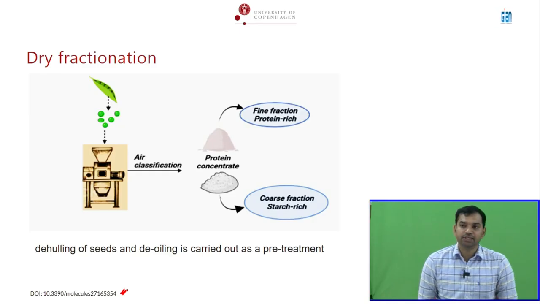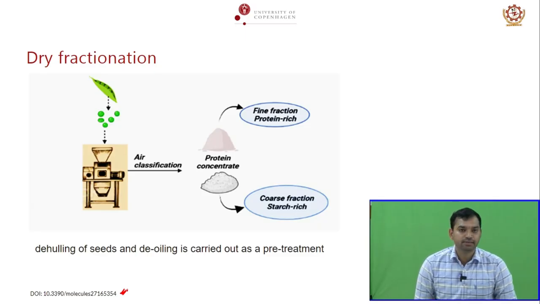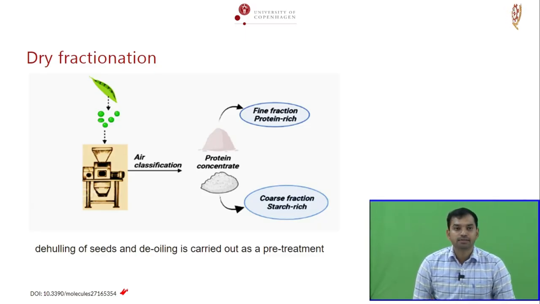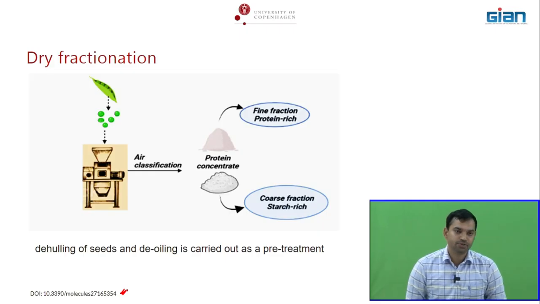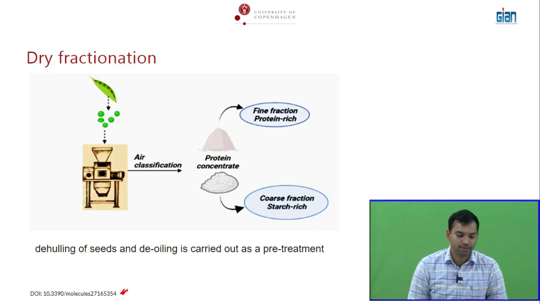Dry fractionation, basically, as the word says, is fractionating seeds based on the dry seeds without using any solvents. No solvents are involved, just using some methods, we're fractionating them. How do we do that?